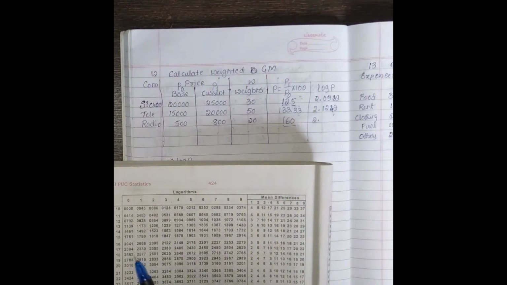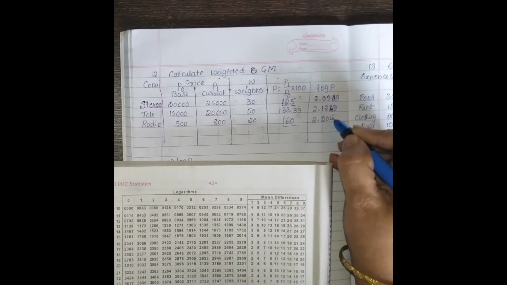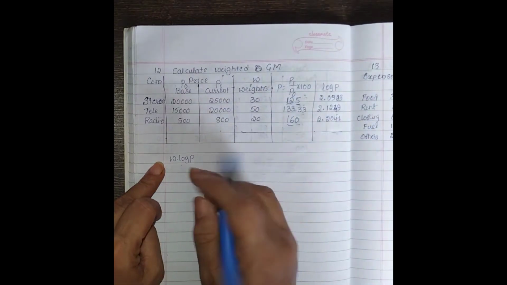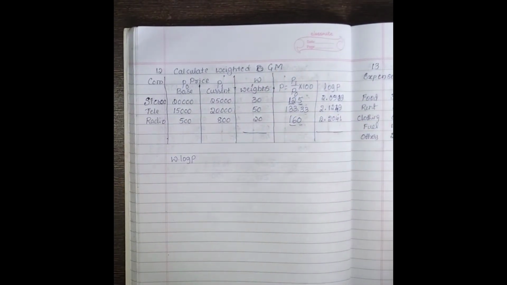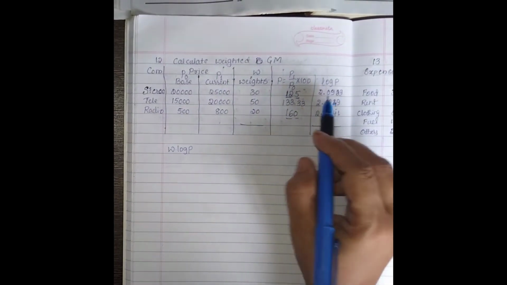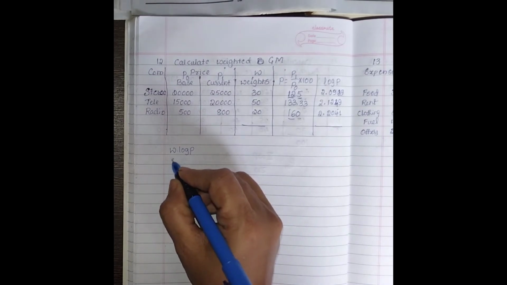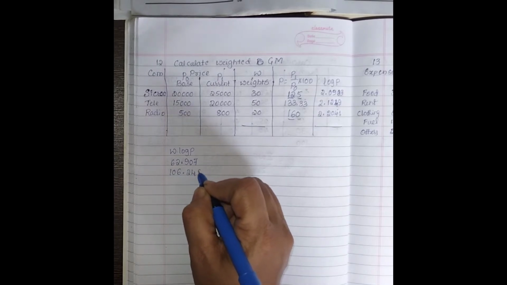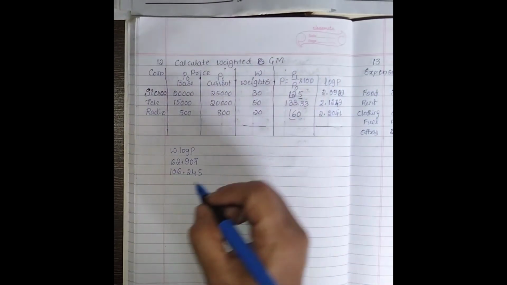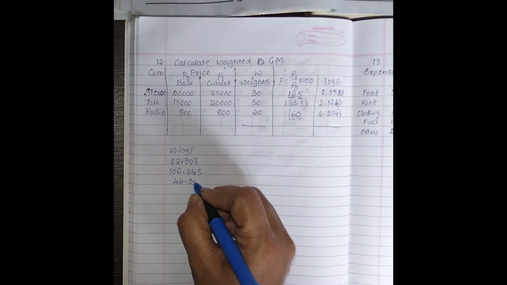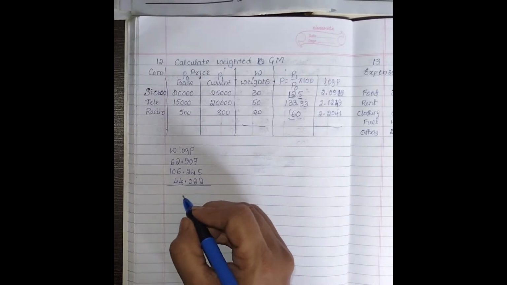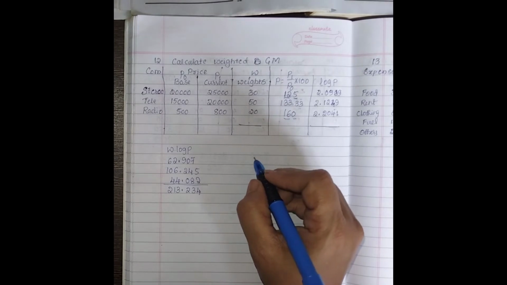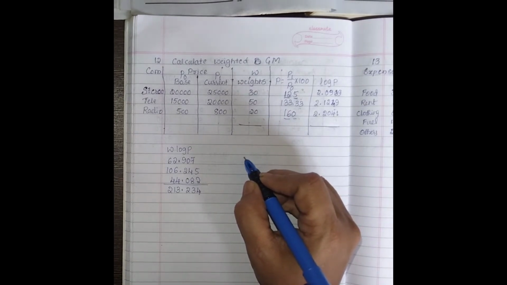Then 16 in 0 column, that is 2041. Then you have to add this one and W. Then W into log P you have to do. 2.0969 into 30 is 62.907, and 106.245 when you are multiplying with this, and that is 44.082. The total of this one is 213.234.